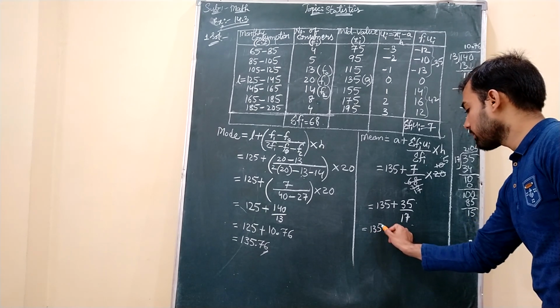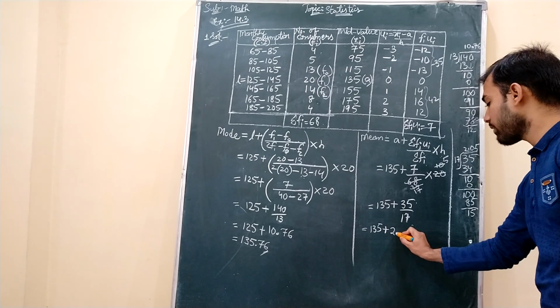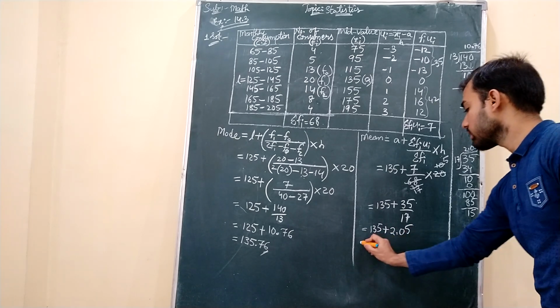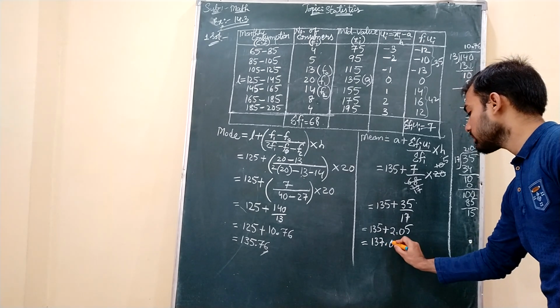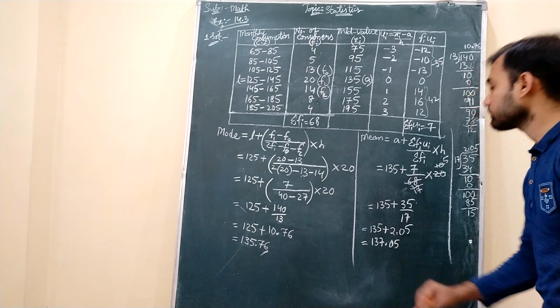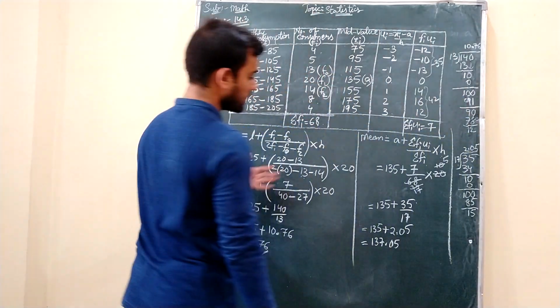135 plus, after division we got it as 2.05, which is 137.05. Okay students, so this is mode, this is mean.